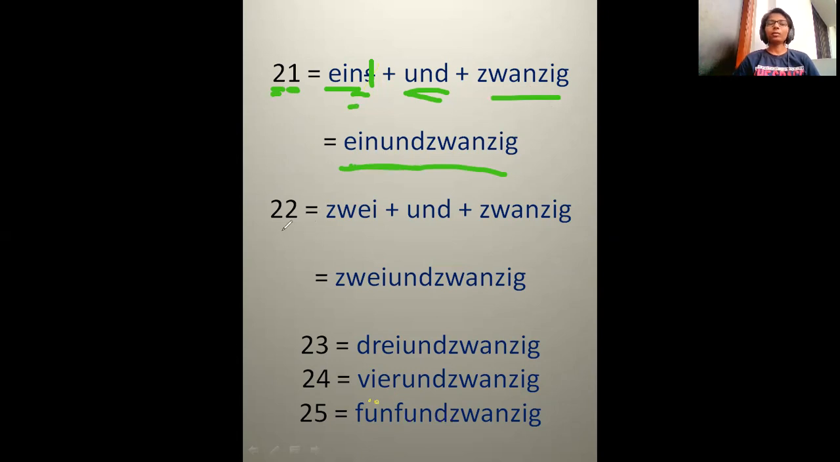Same like that, 22 is zweiundzwanzig, two and twenty. Remember that this is 21, einundzwanzig. You don't have to make any gap between ein and und, or between und and zwanzig. It will be written as one word only. All the German numbers are written in one word only until you reach a million.